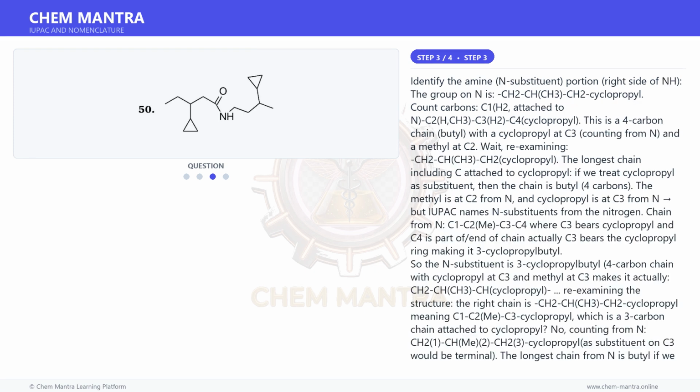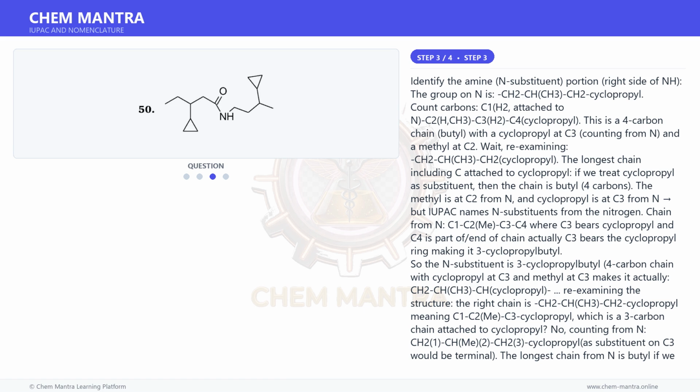Moving on to the next step. Identify the amine, N substituent, portion, right side of NH. The group on N is CH2, CH, CH3, CH2, cyclopropyl. Count carbons: C1 H2 attached to N, C2 H, CH3, C3 H2, C4 cyclopropyl. This is a 4-carbon chain, butyl, with a cyclopropyl at C3, counting from N, and a methyl at C2.